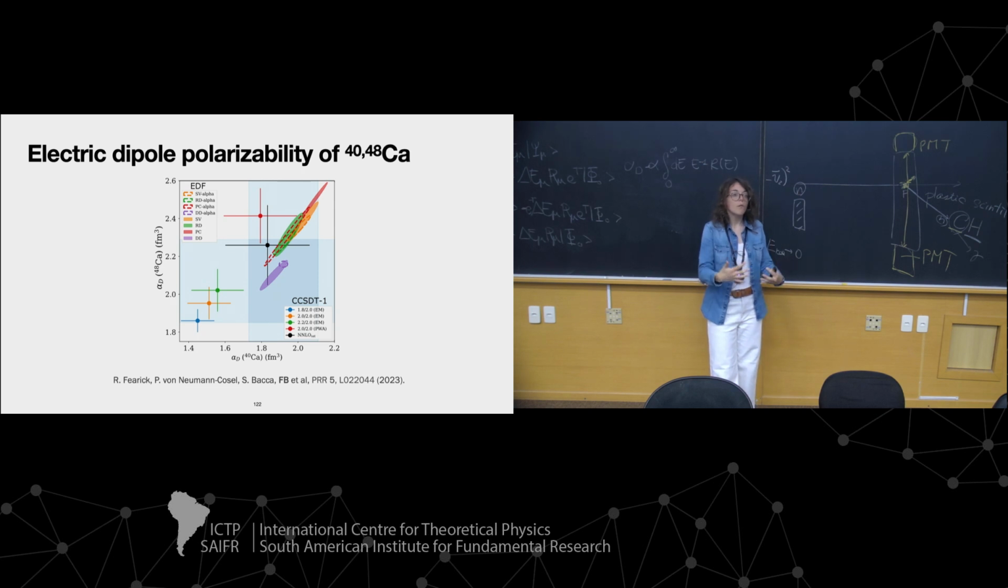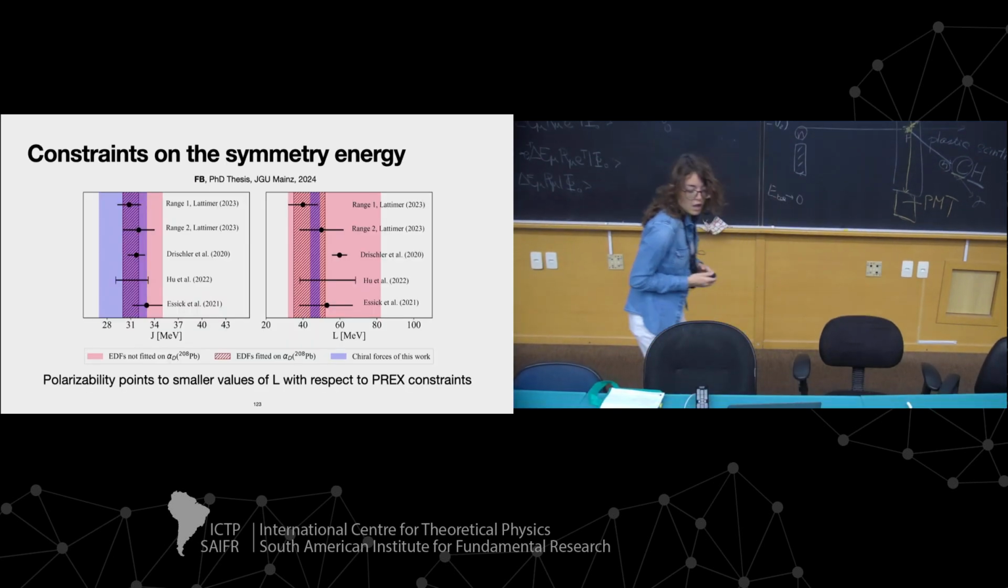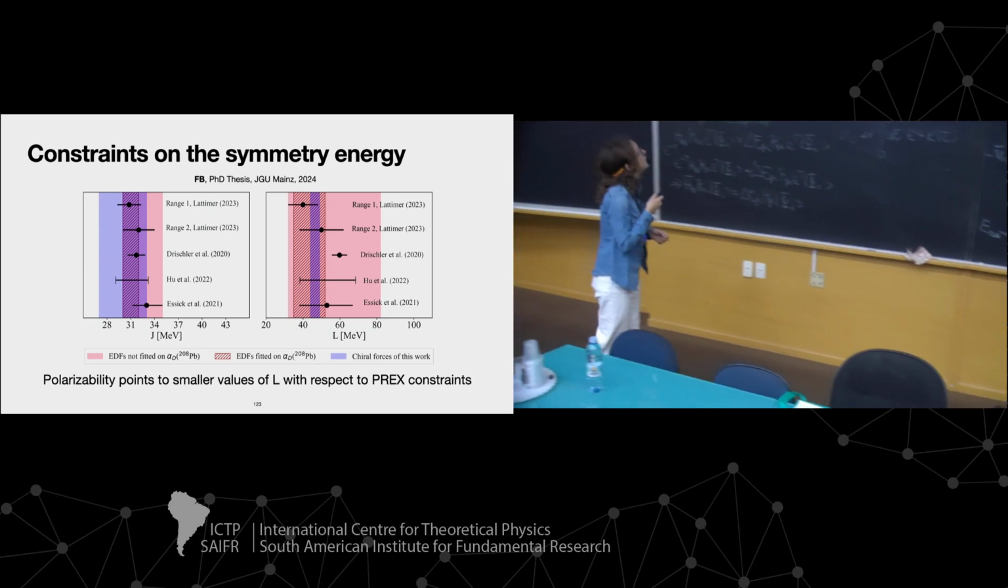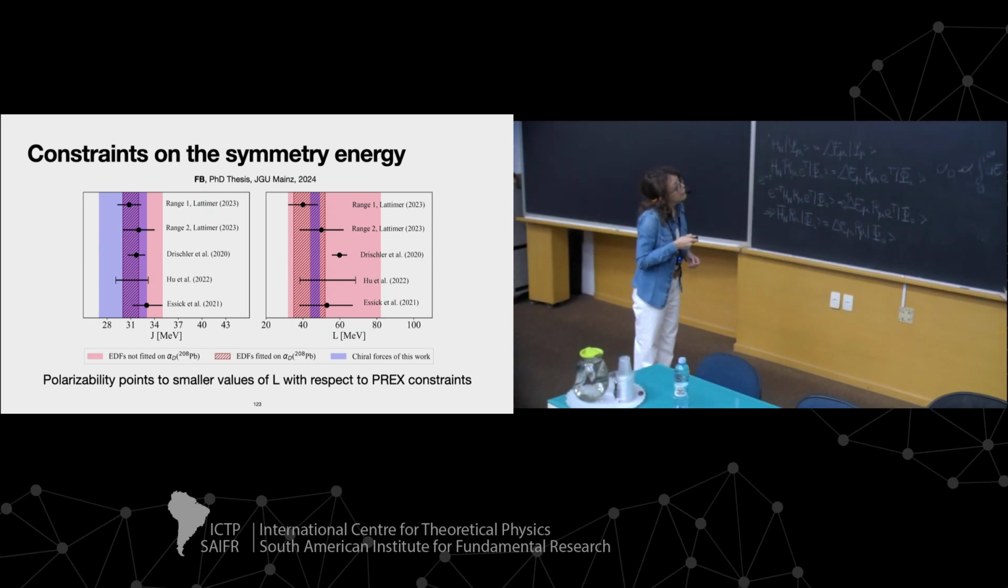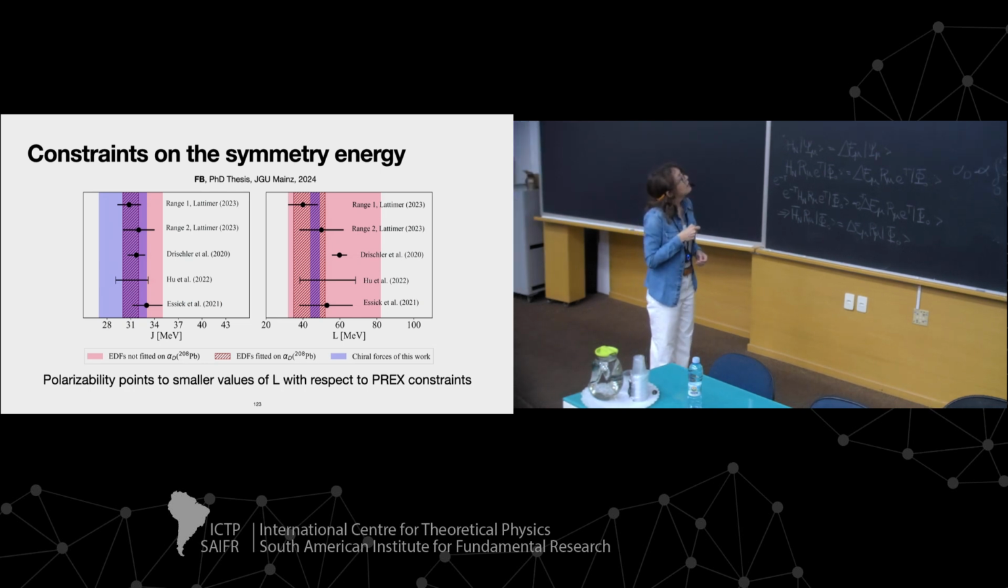in order to, let's say, calculate the symmetry energy of the equation of state and see which kind of constraints we get from that. And here is what you see. The constraints from chiral forces are in blue. You see they are always kind of preferring lower values of L. And in red instead, you see the constraints from energy density functional theory.